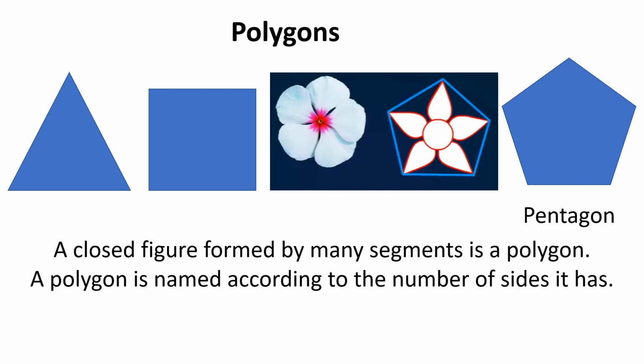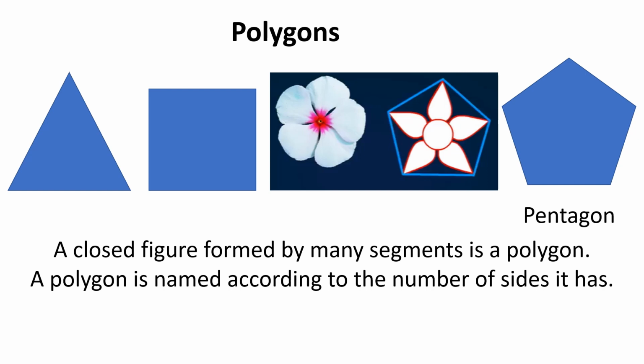Now we are done with the concept of quadrilaterals. Now we are moving to a higher level, that is polygons. Now what is a polygon? A polygon is a closed figure formed by many segments. Like in a quadrilateral we had 4 segments, in a square we had 4 segments, in a triangle we have 3 segments. But a polygon is a closed figure which has more than 4 line segments.